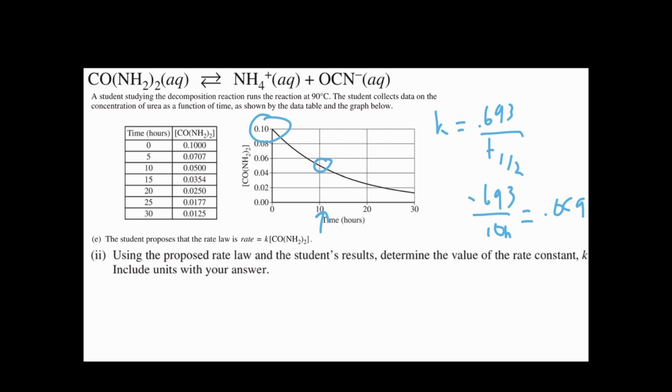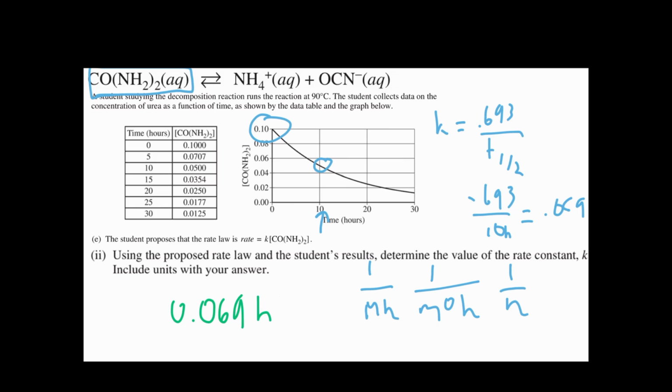But we need to find our units for K. To find our units for K, we take our overall reaction order and then we subtract 1. Our overall reaction order, we only have one reactant, which is this, and we figured out that it was a first order reactant. So we have 1 over molar to the 0 because we have first order minus 1, times hours. Therefore, that's just going to come out to 1 over hours, and that's our unit. So our final answer is 0.069 hours to the negative 1.